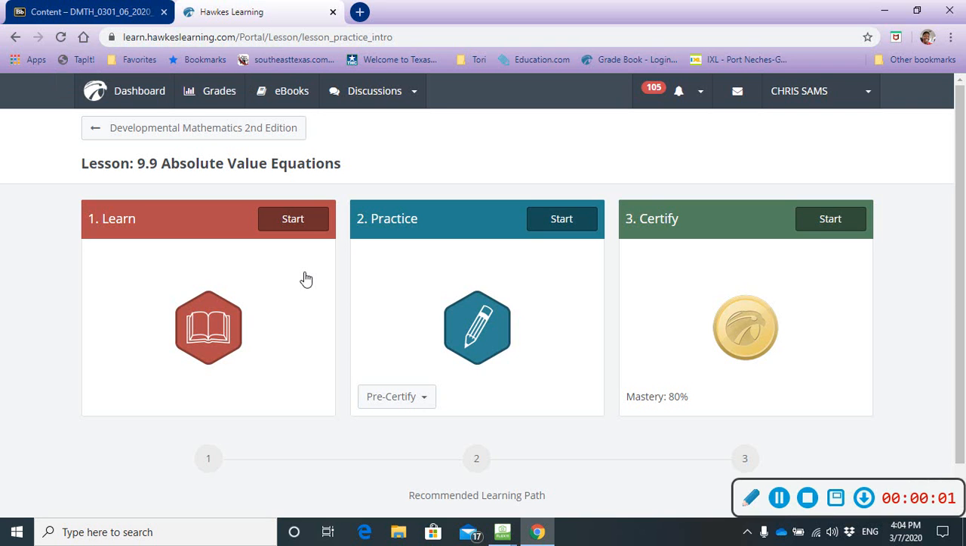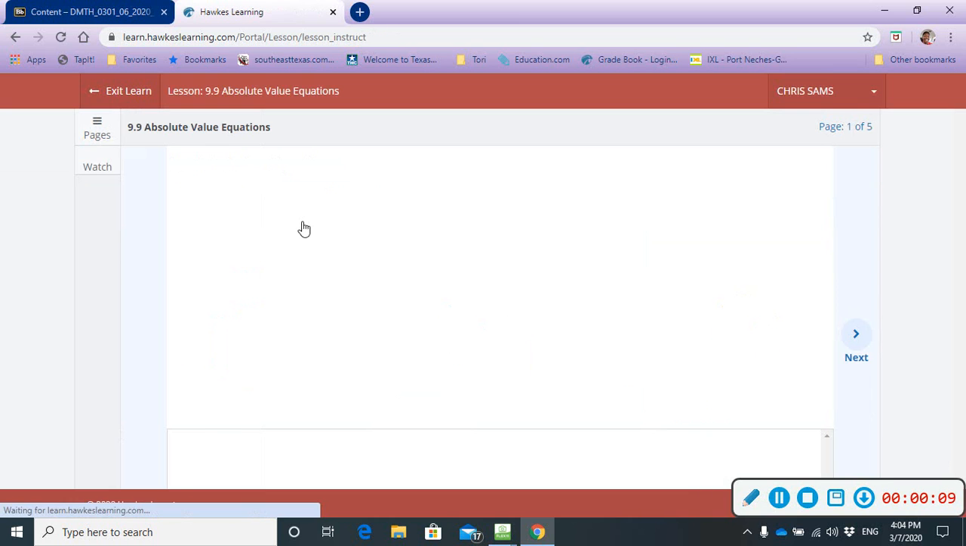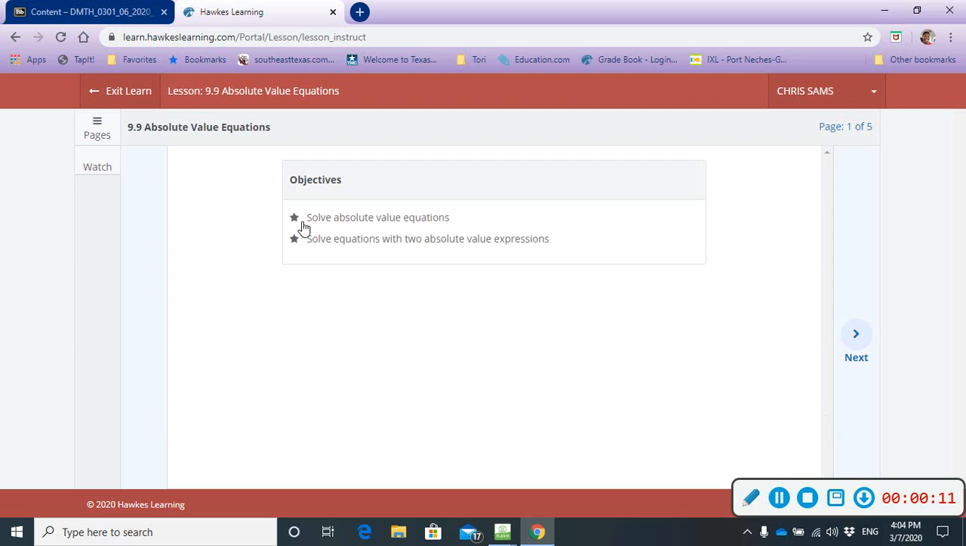This is section 9.9. So we're going to be looking at absolute value equations. I'm going to walk you through the outline. There's just a few things we want to point out. We're going to be solving absolute value equations and then solving equations with two absolute value expressions.